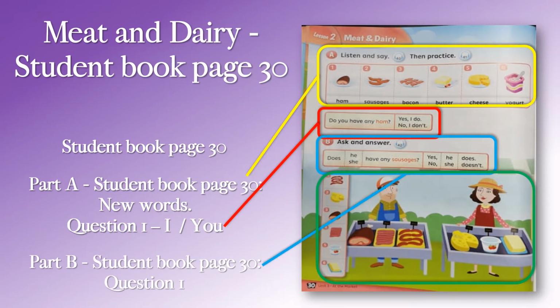Part B, here's part B. Part B is question 1, but part B is he and she, not I and you. And part B, we will look at this man and this lady, and you will tell me what they have and don't have by saying the question and then the answer. So that is student book page 30. If you want, you can open your student book to page number 30 now. Okay, let's carry on.